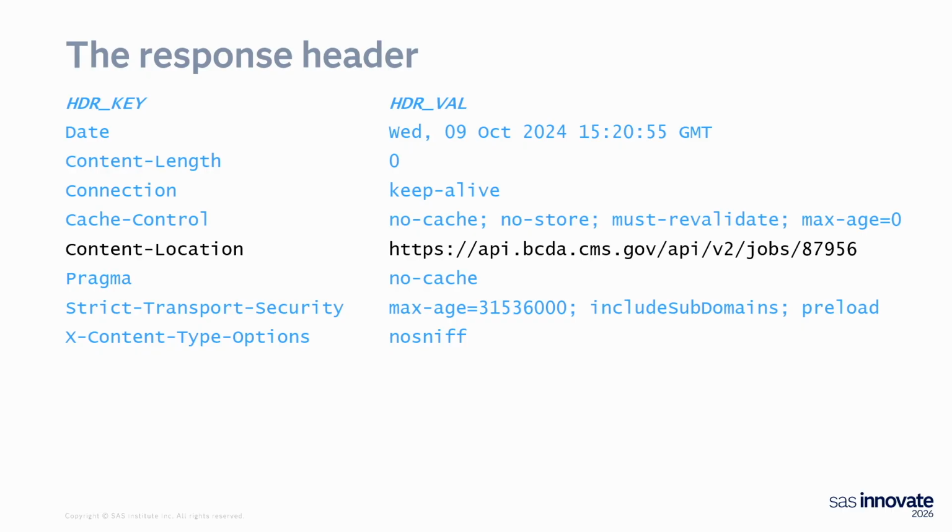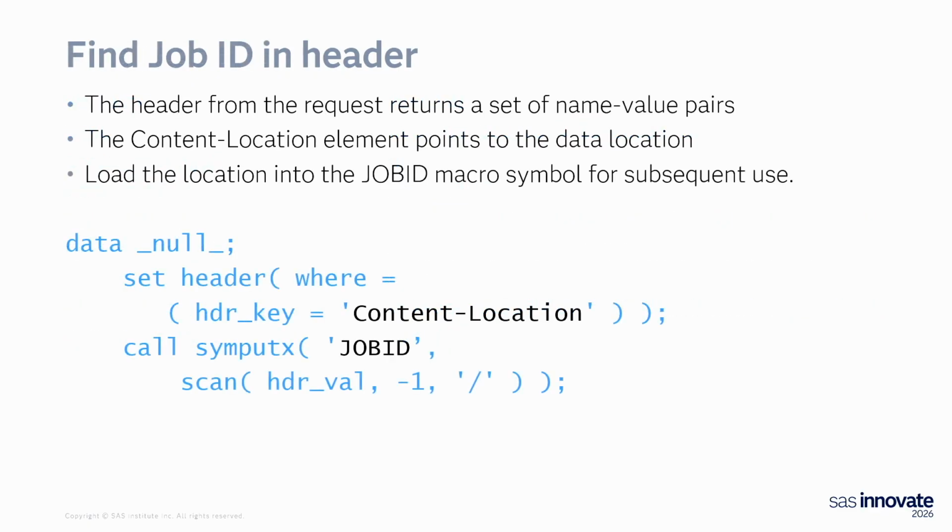So the header is a set of name-value pairs that comes back, and one of the key values is content-location, and what content-location has is the location of the files for the job that we've just created. In this case, we happen to create job 87956. That will change from iteration to iteration. So again, because we do this, we can look at the header file.